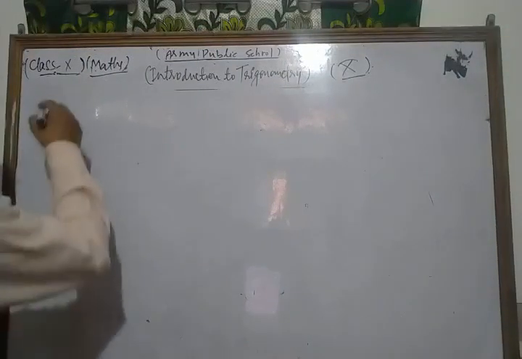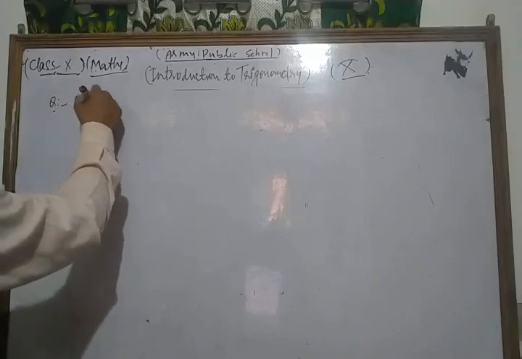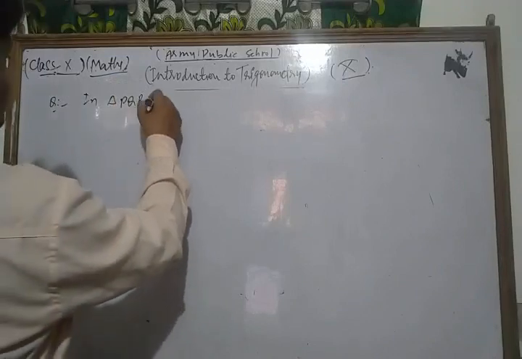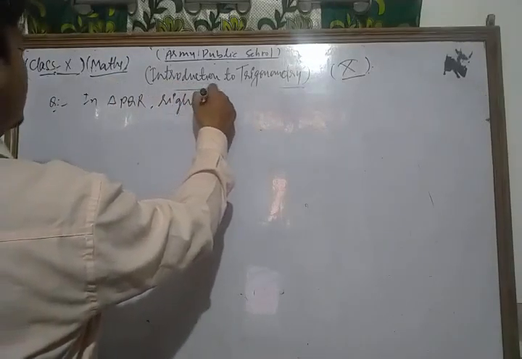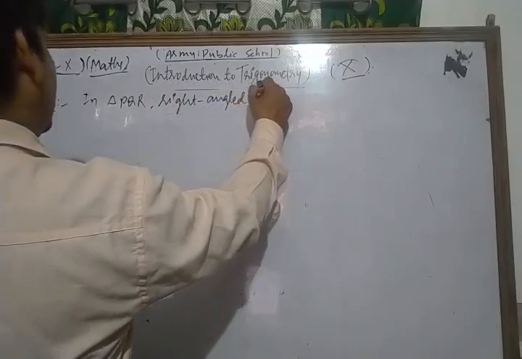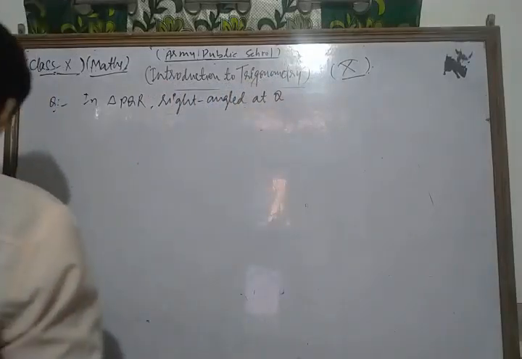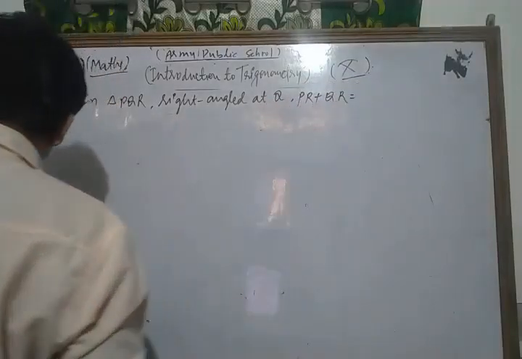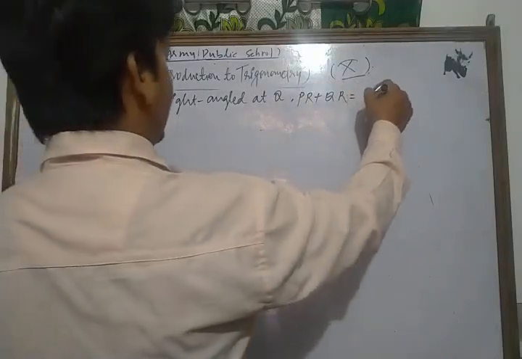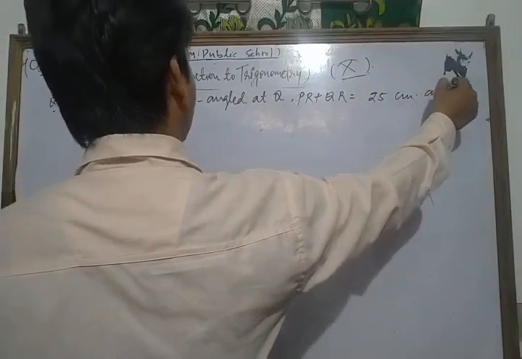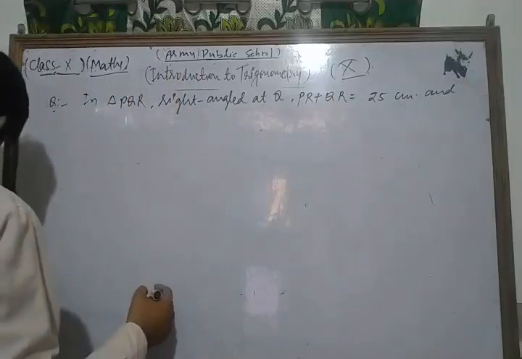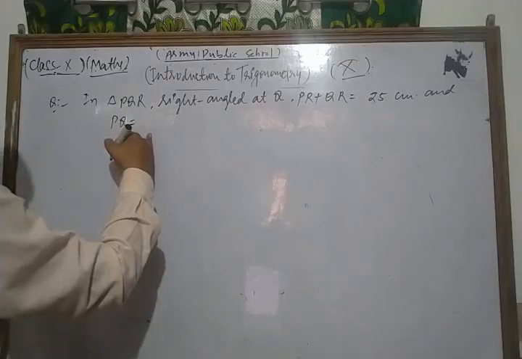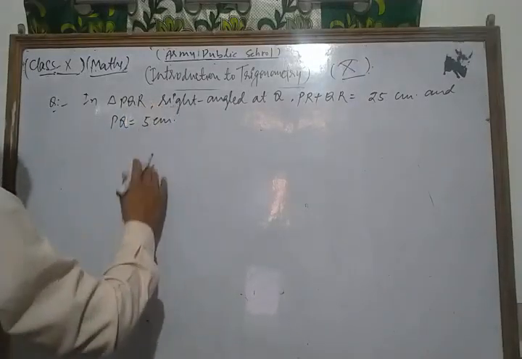We take some other important NCERT question. The question is, in triangle PQR, right angled at Q, PR plus QR is equal to 25 centimeter and PQ is equal to 5 centimeter.